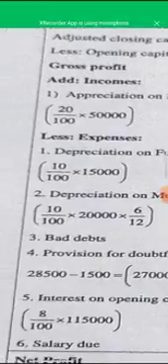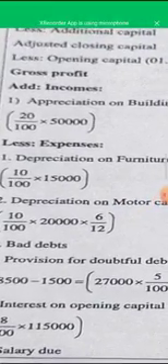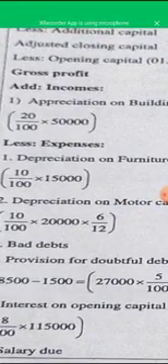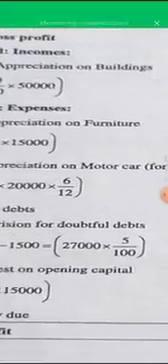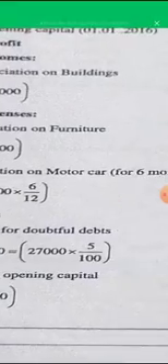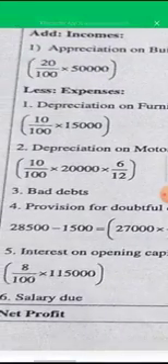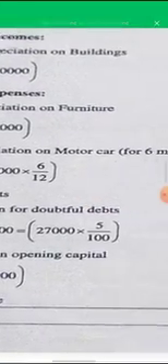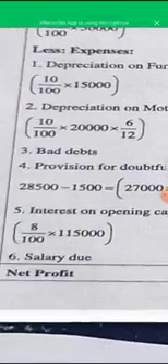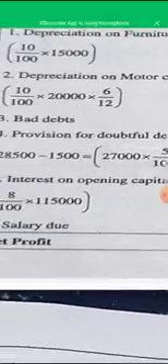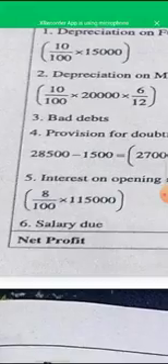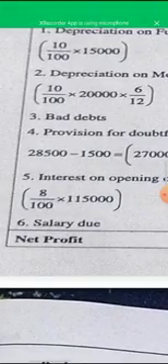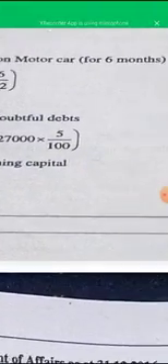Come to the next. Less expenses. First take the depreciation on furniture. The value of the furniture is 15,000. 10% of that will be 1,500. Next, depreciation on the motor car. And the value of the motor car is 20,000 into 10% into 6/12. You get is 1,000. Next, bad debts. They have already given you 1,500. Next, provision. Take the closing debtors, that is 28,500 minus 1,500 into 5%.